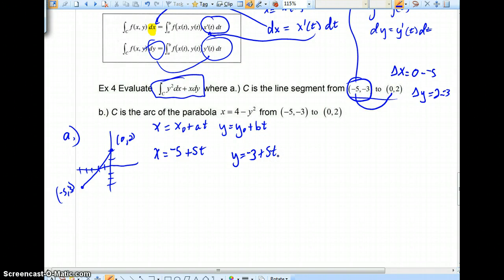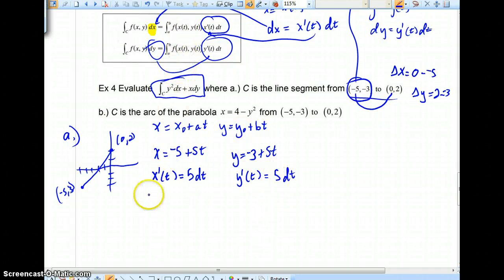While we're at it, let's go ahead and find x prime of t, because that very well could come in handy. X prime of t would equal 5 dt. And we can say y prime of t, well, that would be just a 5 dt as well. Technically it's a 5. I mean, we could have dy dt, but we can put that in there as well.